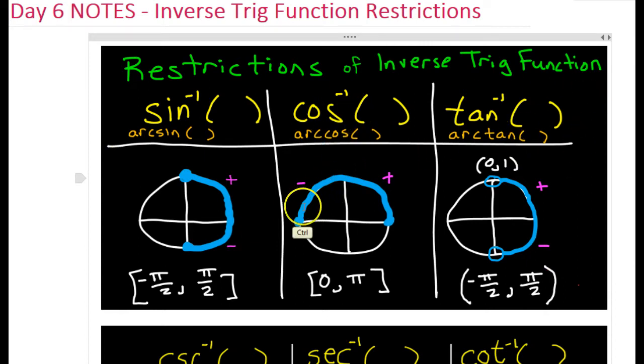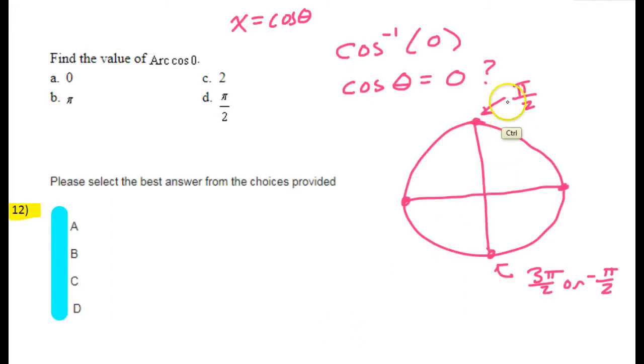So inverse cosine is only defined for the top half of the unit circle. So that tells us that we need to pick pi over 2, because that's the one that's in the top half of the circle. So the answer is pi over 2. Which is D.